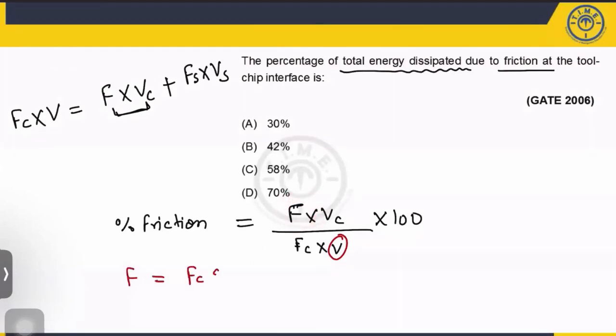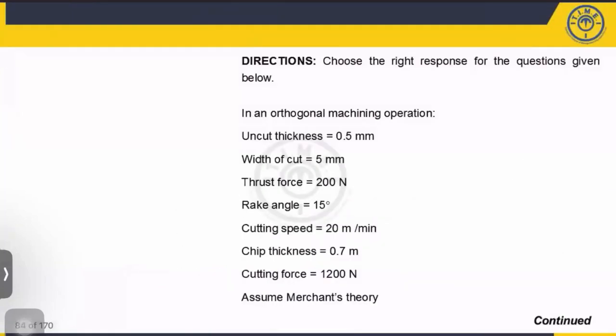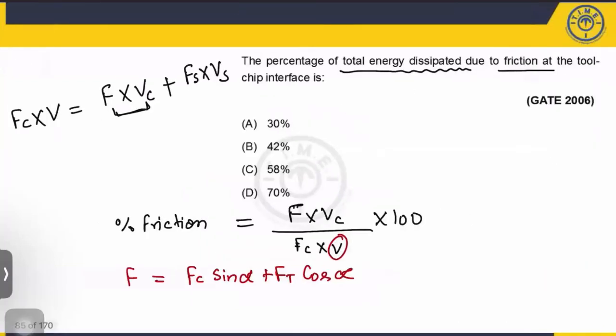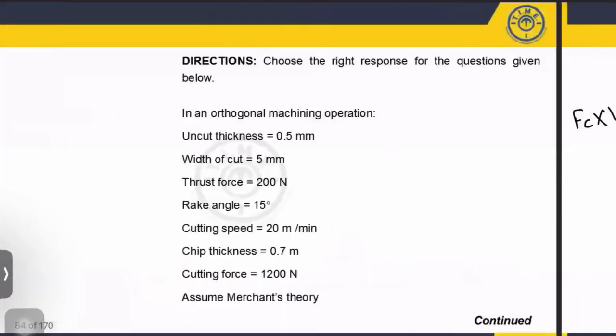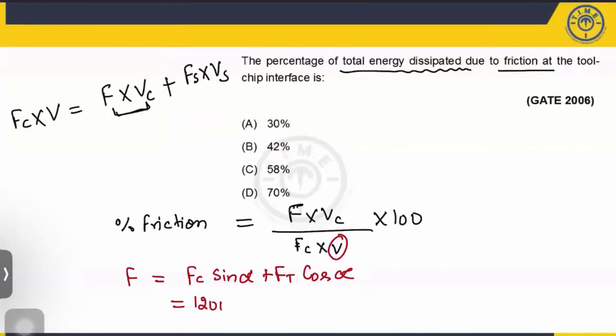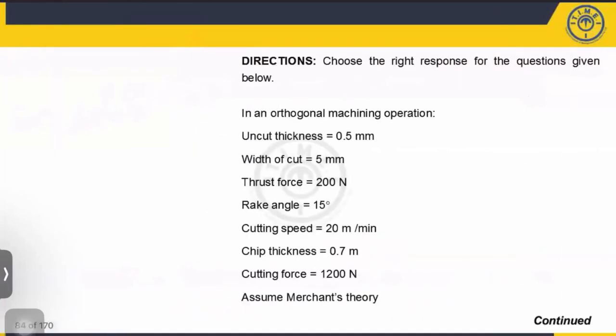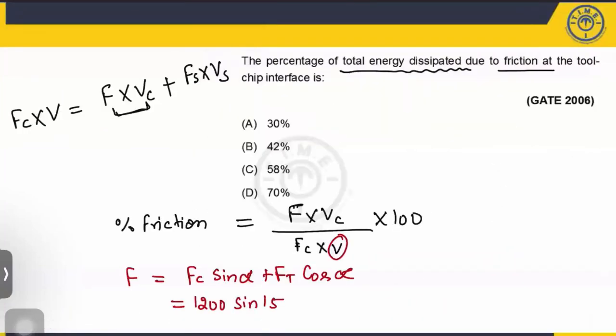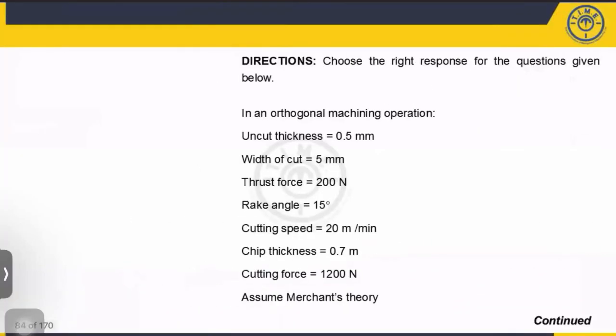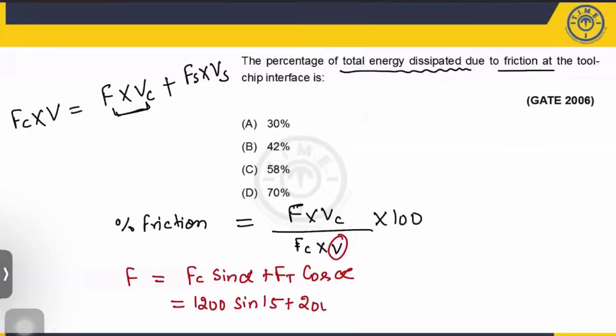Friction force is Fc sine of alpha plus Ft cos of alpha. That means Fc and Ft should be known to you. Cutting force is given, and thrust force is also given. So the cutting force is 1200 sine of the angle, which is 15 degrees, plus Ft, the thrust force, 200, cos of alpha, 15 degrees. Once you solve, you will get 503.77.